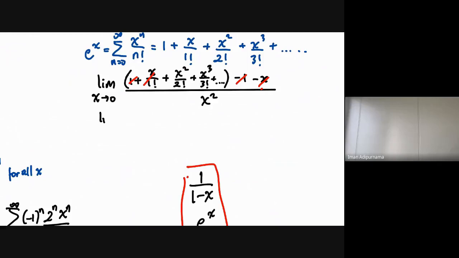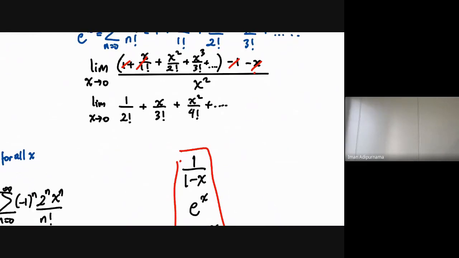So you will have the limit. Okay, and now we can clearly see if x approaching 0, so all x will be 0, and the answer will be 1/2.